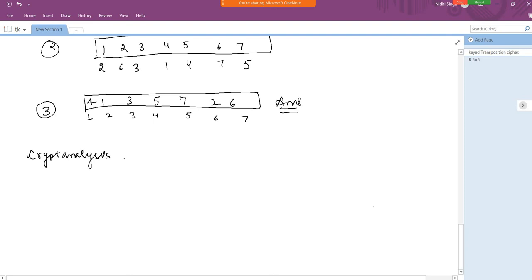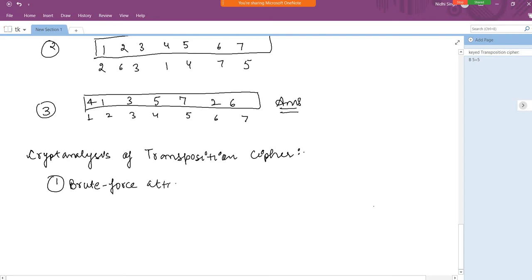Some theory about the cryptanalysis of transposition cipher. The first attack over the cryptography is called the brute force attack. In the brute force attack, you have to find out the key size domain. In the keyless transposition cipher, there is no key. So if you know the length of the ciphertext, you can judge the number of columns in order to permute it.